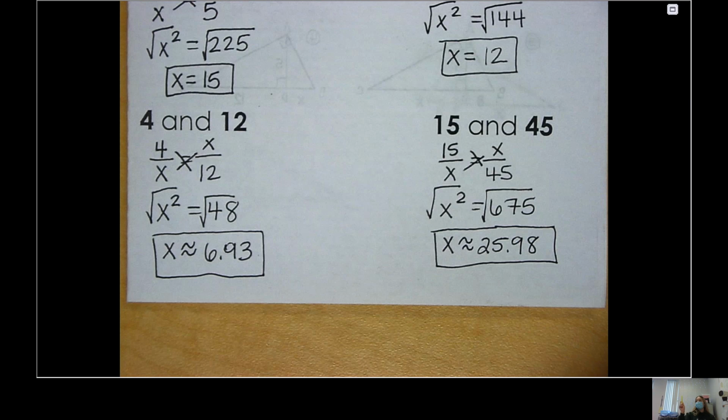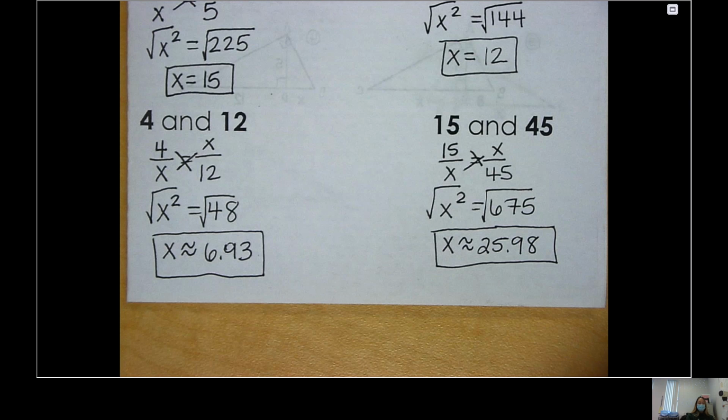So the first thing I'm always going to do is highlight my altitude in every single problem that I do. So in number 1, which piece is your altitude? The 2, the x, or the 50? The x. So let's highlight our altitude. All right, and we're going to set it up just like this one is over here. The segment divided by the altitude equals the altitude divided by the segment.